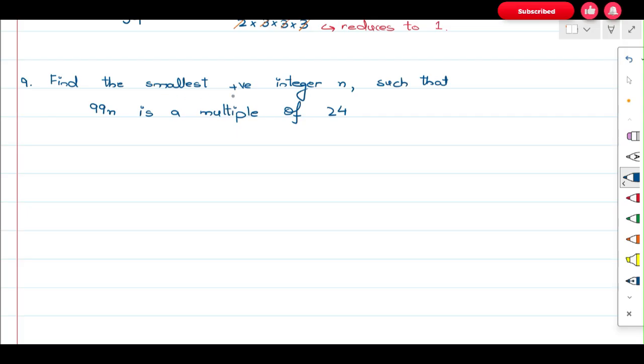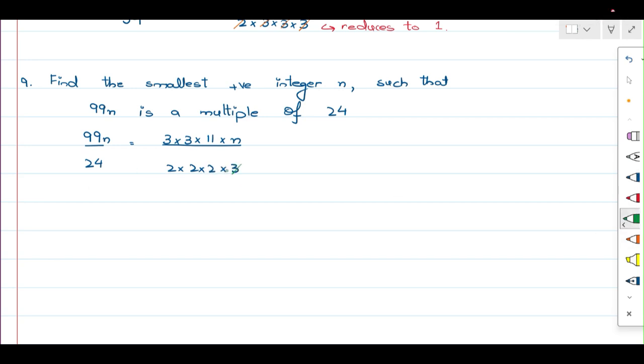Now another example: find the smallest positive integer n such that 99n is a multiple of 24. So here we can say 99n divided by 24 should leave the denominator as 1. The prime factorization of 99 is 9 times 11, and 9 is 3 times 3, and there is some n. Divided by the prime factorization of 24, which is 8 times 3, and 8 is 2 times 2 times 2.